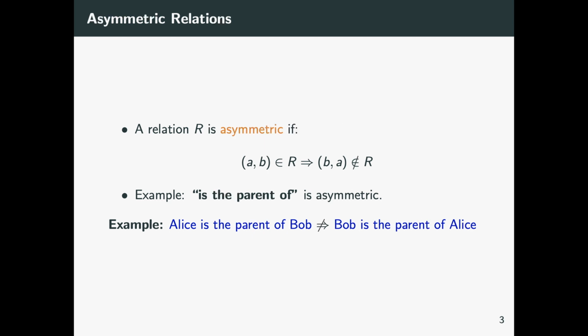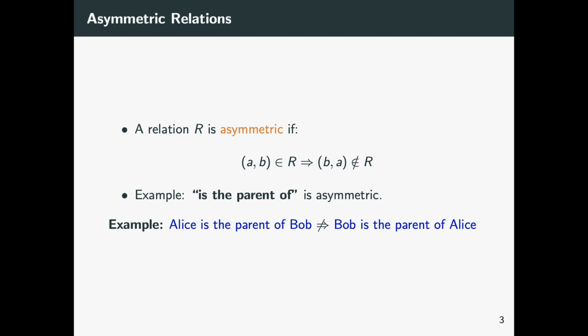Now let's discuss asymmetric relations. A relation R is called asymmetric if, whenever the ordered pair AB is an element of the relation R, then the ordered pair BA is not an element of that relation R. In other words, if A is related to B, then B cannot be related to A under the same relation.